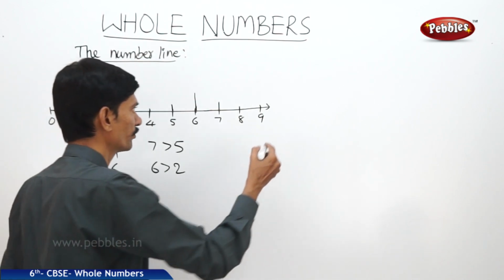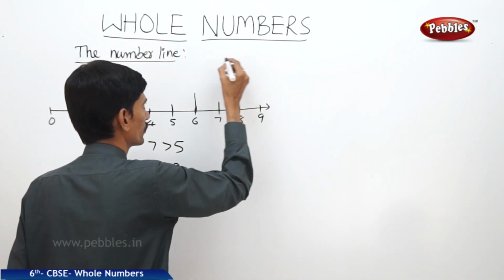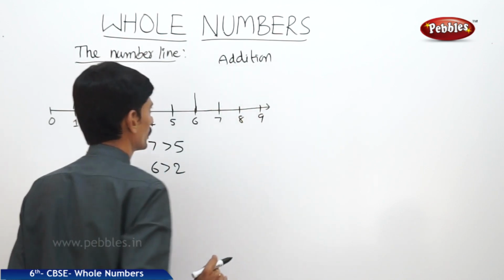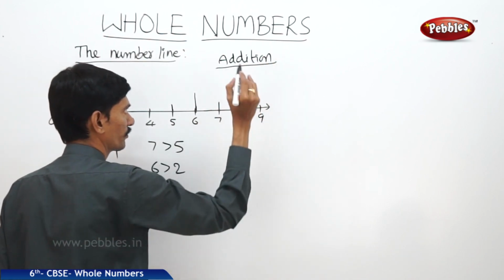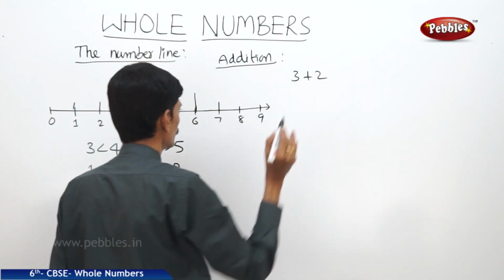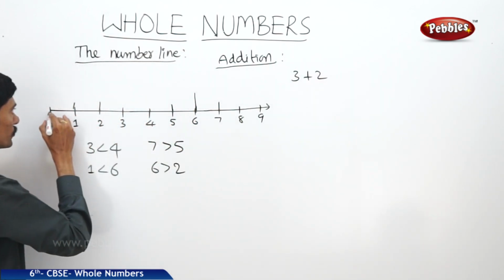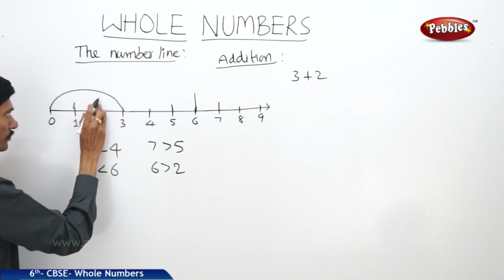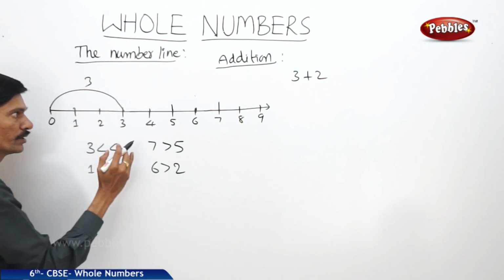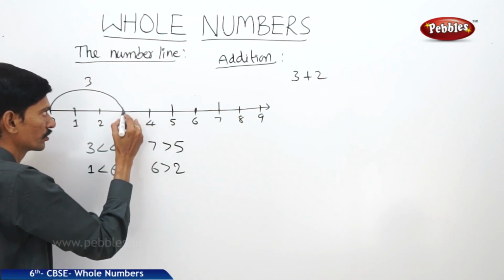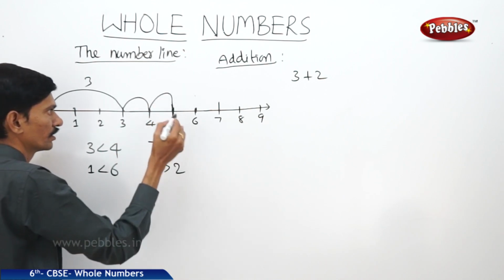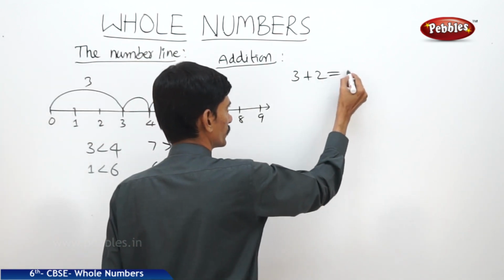Now, how to add numbers on the number line? Addition on the number line. For example, if we want to add 3 plus 2, first we move from 0 to 3 units. So this is 3. Then from 3 again we move 2 units to the right. So 1, 2. So we reach 5. Then 3 plus 2 equals 5.